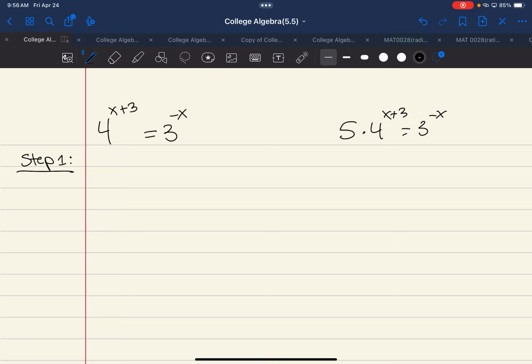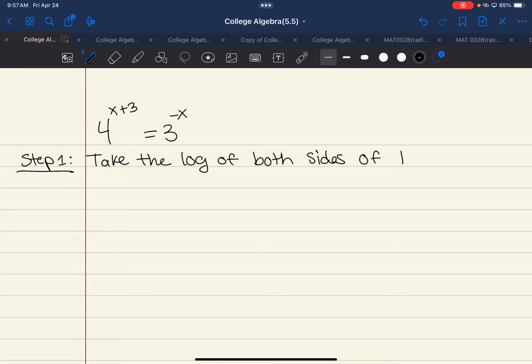It'll be like this. So step 1, we are going to take the ln or the log. Doesn't really matter which one you use. I will take the log. So that will give me log of 4 to the x plus 3 power equals log of 3 to the negative x power. So all of that is inside of those 2 logs now.